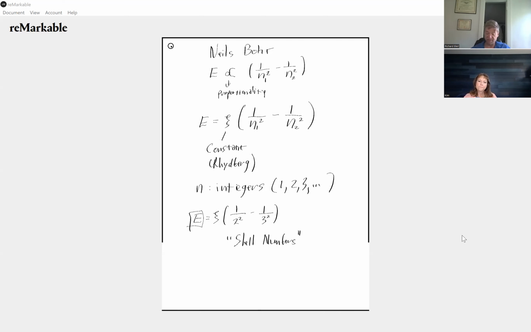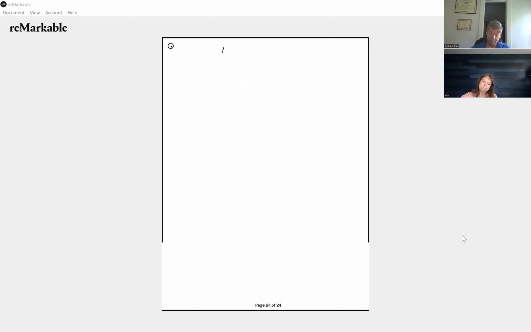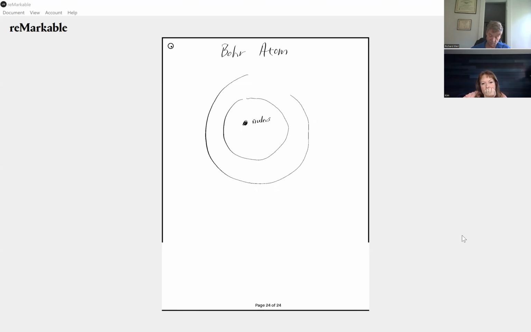That led him to believe that the way the atom works, the Bohr atom, you still have your nucleus in the middle, but now you have discrete energy levels. And the electrons live in these discrete energy levels. So they have very specific energy.